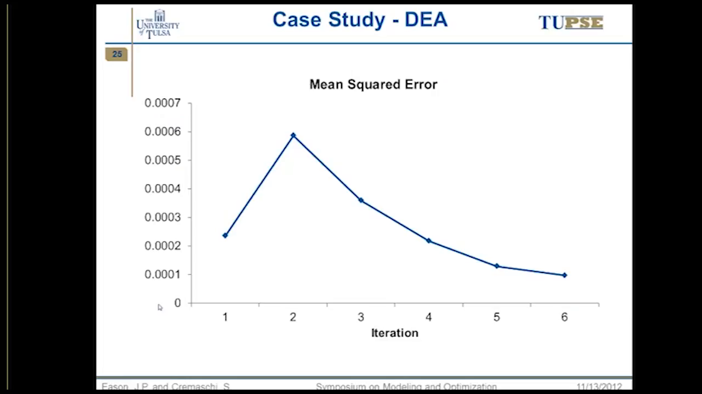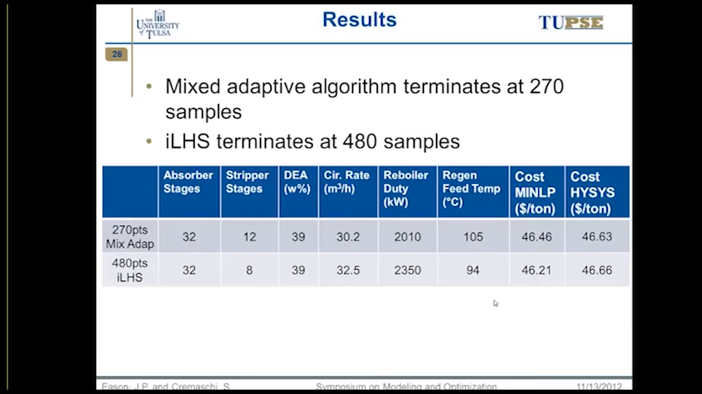Second case with DEA as a solvent. As we would expect with a smoother surface we're fitting, the response of the mean squared error here is much smoother, and we terminate after 6 iterations, or 270 points. So when we optimize on that neural network, luckily this time we fit right away. The solution we converged to matches with the process simulator.